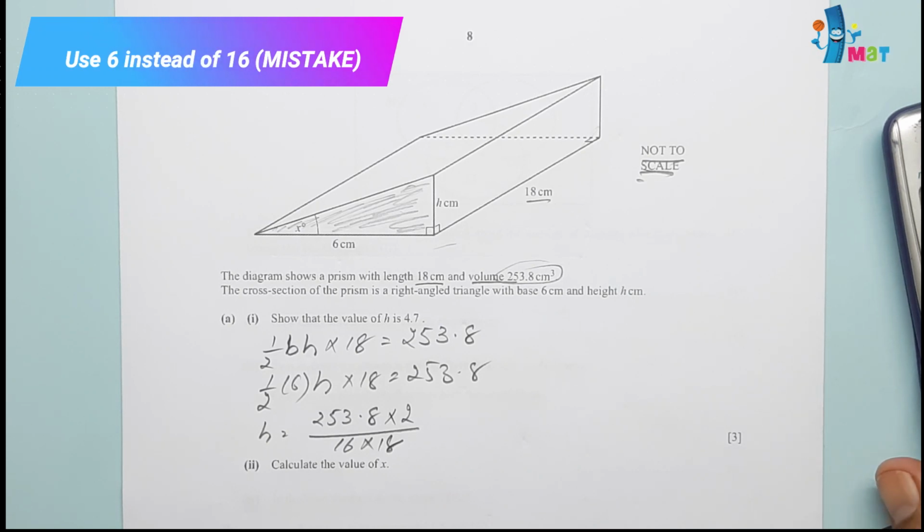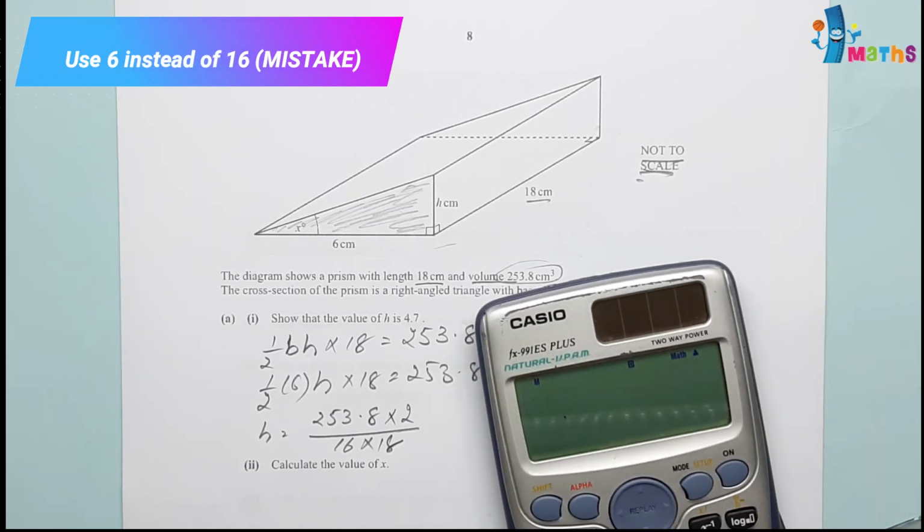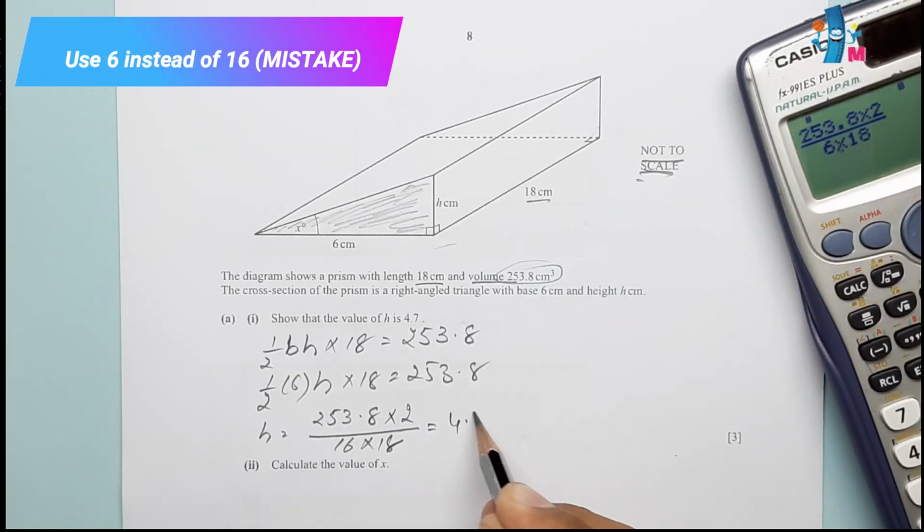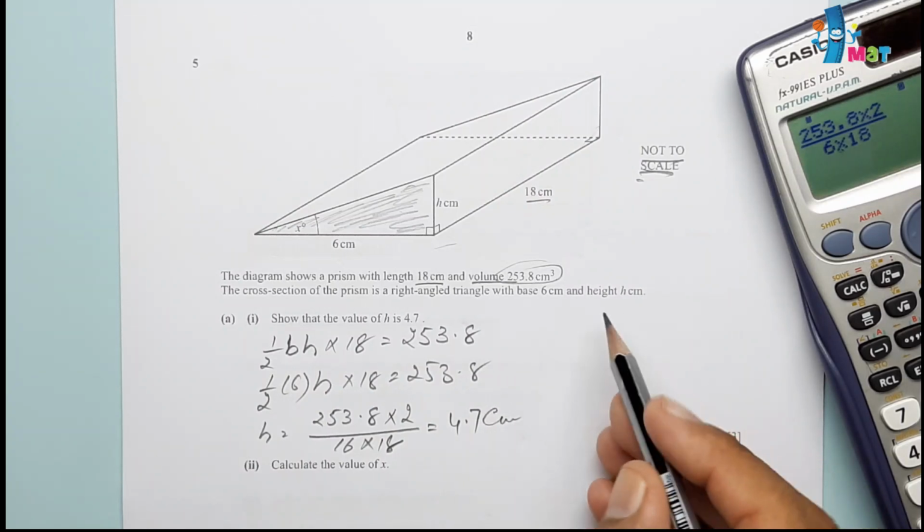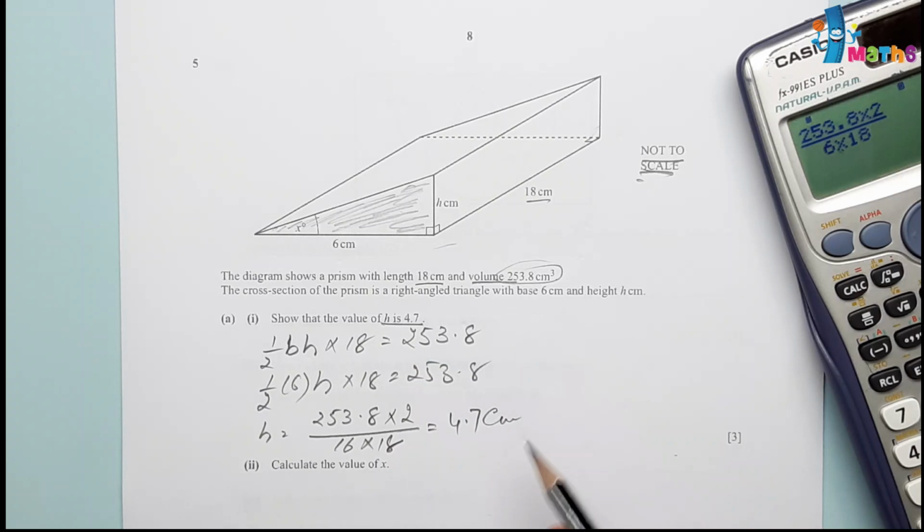So now we can use a calculator to solve. 253.8 multiplied by 2 over 6 into 18 will be equal to, we have done some mistake, basically I have written 16, so we'll erase this. So 253.8 into 2 divided by 6 into 18 will be equal to 4.7. So this is equal to 4.7 centimeters. This is what we have to show. This one we have already shown.